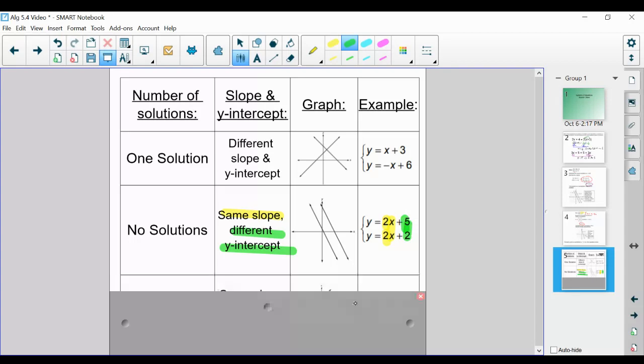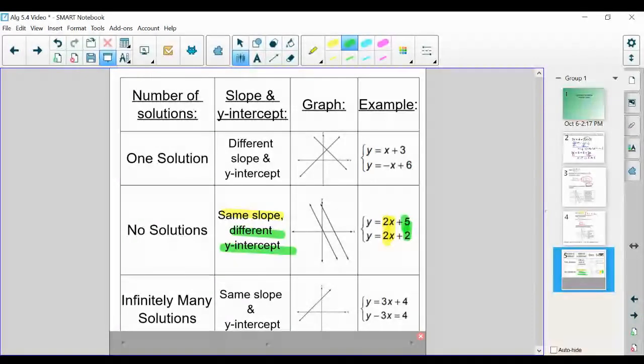Now we have one more situation, infinitely many solutions. When we are looking at that, they're going to have the exact same slope and they're going to have the same y-intercept. And that's because they're the exact same equation. They're the exact same line on a graph. So notice in the graph example, there's only one line shown because they're the same line.